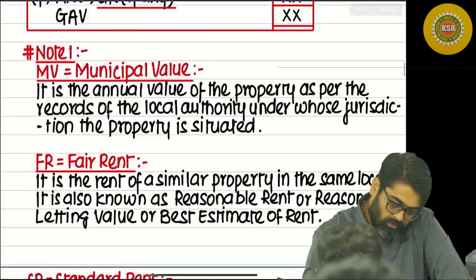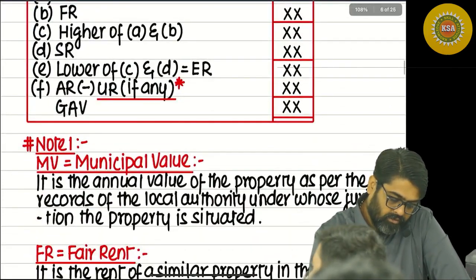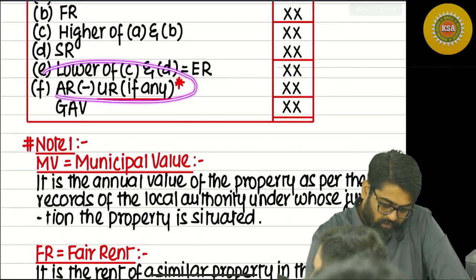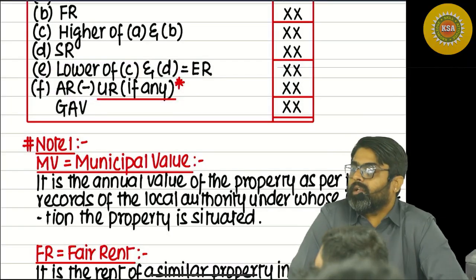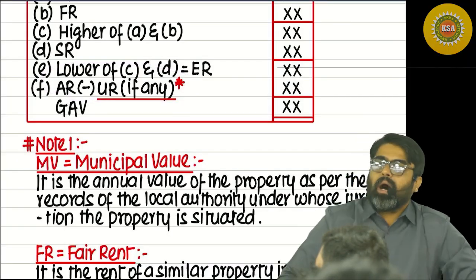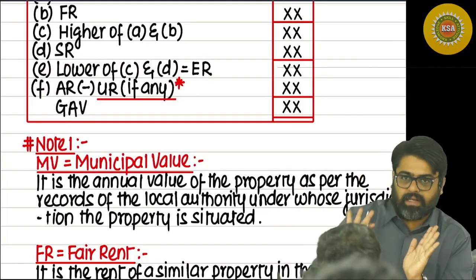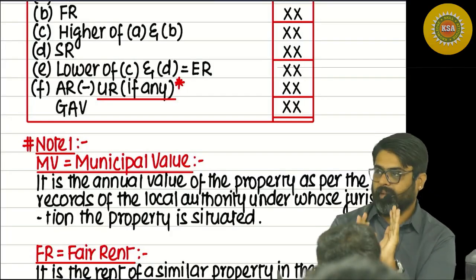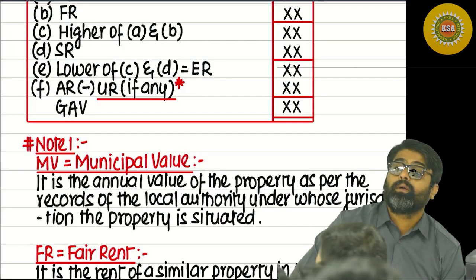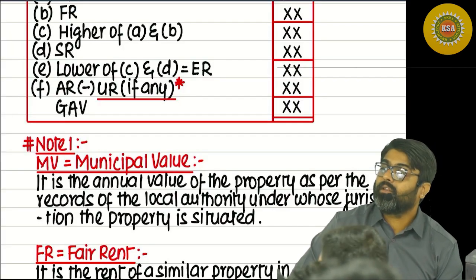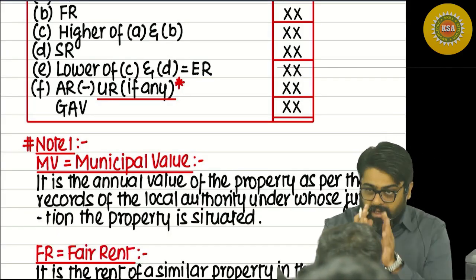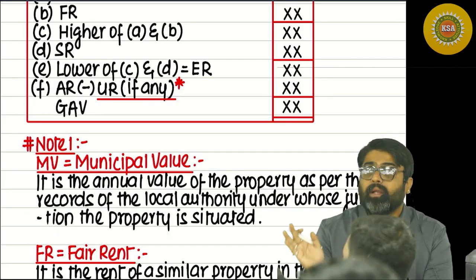Hence in this format, you will see that out of actual rent, unrealized rent is reduced. After reducing the unrealized rent, whatever actual rent remains is now the rent for your let out period, after eliminating the unrealized rent.